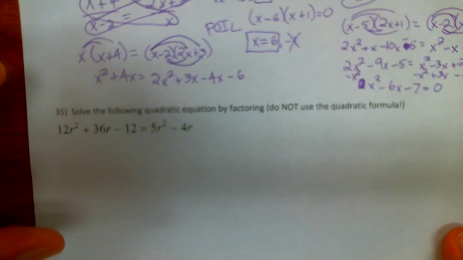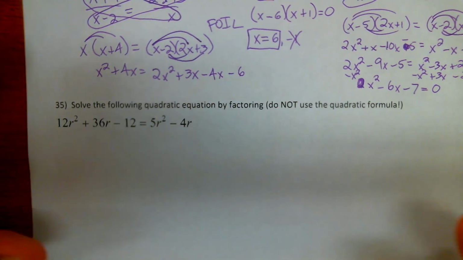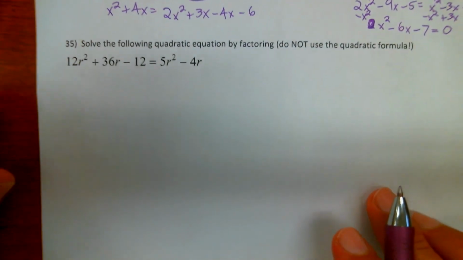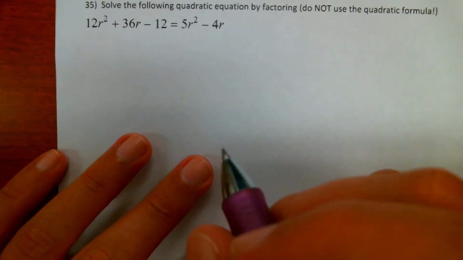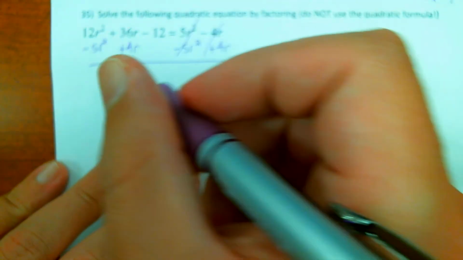And then the last one here, I'm just asking you, this really doesn't have anything to do with geometry. I'm just asking you guys to solve this because I still feel like we're weak on solving quadratics when a is not equal to 1. Okay. All right, so let's get my quadratic set equal to 0. So I'm going to move the 5r to the other side. And I'm going to add 4r to both sides. Those cancel. So I have 7r squared plus 40r minus 12 equals 0.